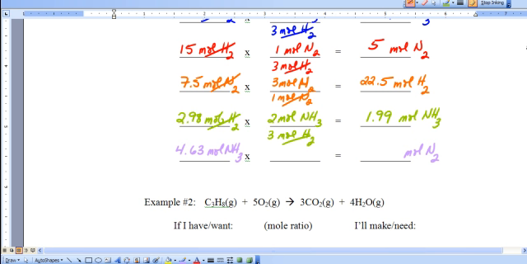And again, how do you know which goes where? Well, the 1 mole of nitrogen needs to go on top because that's what we're trying to get into. The 2 moles of ammonia need to go in the denominator so that they can cancel out those moles of ammonia. And so now 4.63 times 1 divided by 2 is going to be 2.32 moles of nitrogen.